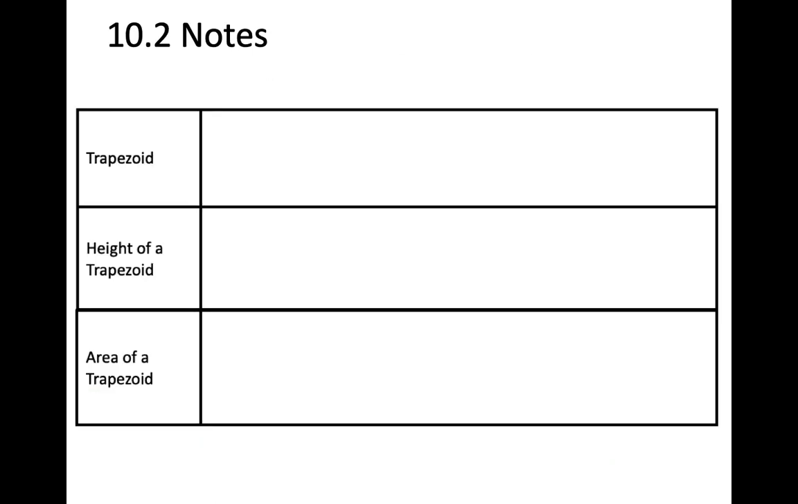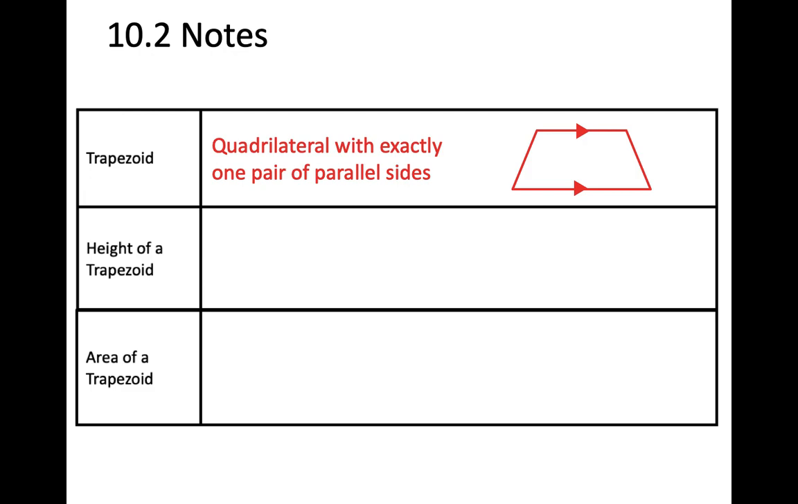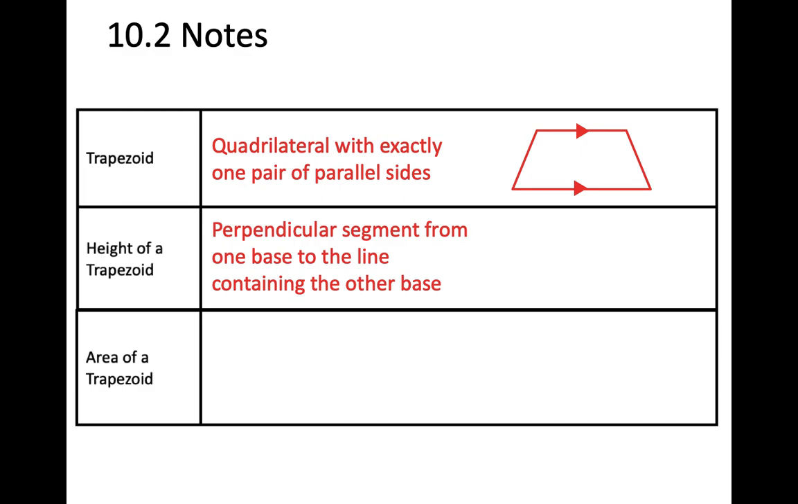Alright, so a trapezoid, reminding you, a trapezoid is a quadrilateral with exactly one set of parallel sides. So it looks like this. The height of a trapezoid is the perpendicular segment from one base to the line containing the other base. So, for example, right there is the height of a trapezoid. That would be an example of a height inside the trapezoid. Sometimes the height is going to be on the trapezoid. If it's a right angled trapezoid, then for example, that is the height because it's perpendicular to the base. And depending on how you have it drawn, the height may be outside because that line, the height, is perpendicular to the line containing the base and the bottom.